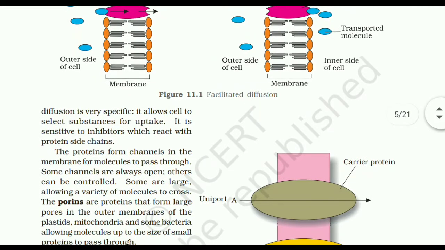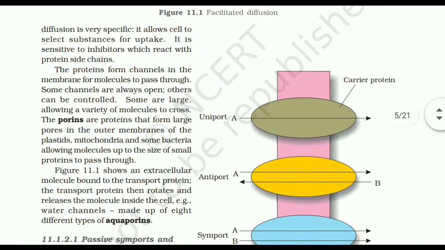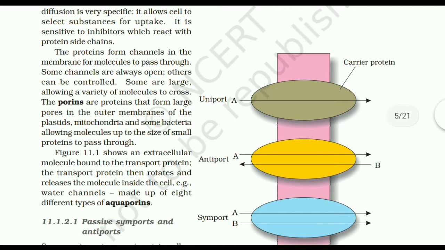It is sensitive to inhibitors which react with side protein chains. The proteins form channels in the membranes for molecules to pass through. Some channels are always open, others can be controlled. Some are large, allowing a variety of molecules to cross. The porins are the proteins that form large pores in the outer membrane of the plastids, mitochondria and some bacteria, allowing molecules up to the size of small proteins to pass through.